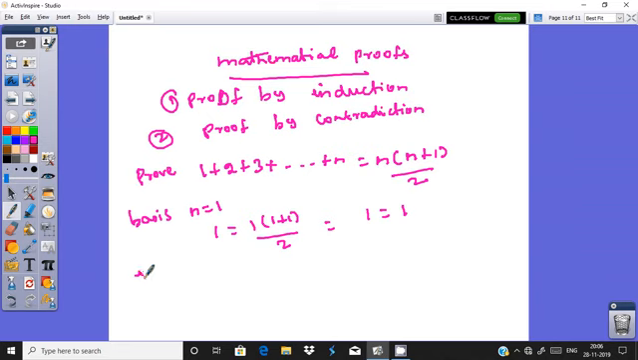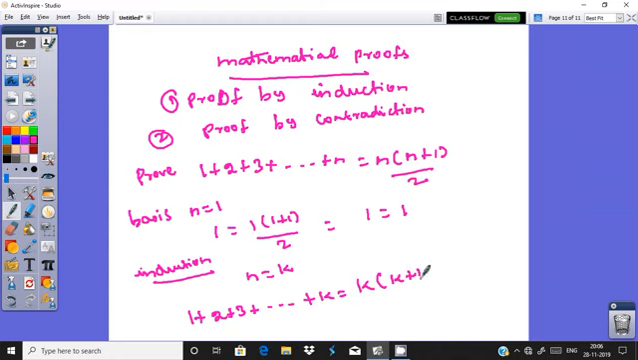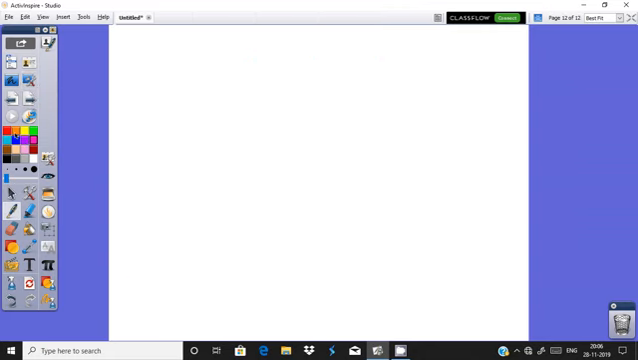Now you apply the induction step. Induction: n equal to k. Now you rewrite the equation, substituting k instead of n. So 1 plus 2 plus 3 plus up to k is equal to k into k plus 1 divided by 2. This is step number 2. And in the third step, you have to substitute n equal to k plus 1.